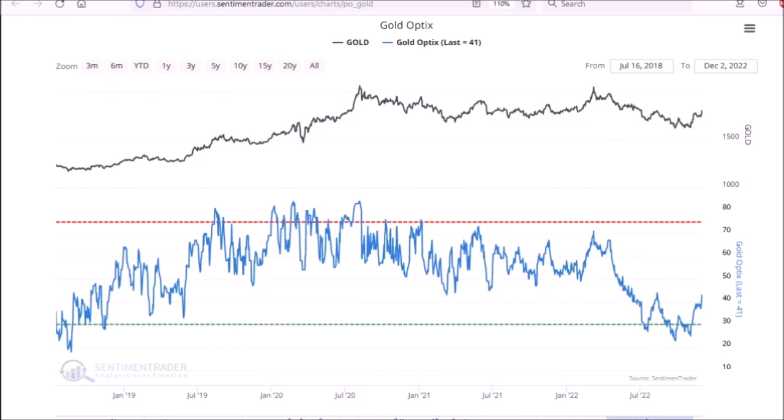As I've often mentioned in my videos, perhaps it's a good idea to take at least partial profits when everybody is extremely excited about gold price or any other asset. But as currently the Optimism index is just around 41, gold can still run much higher before the market becomes a bit too greedy, a bit too excited. Again, perhaps sometime in early next year.